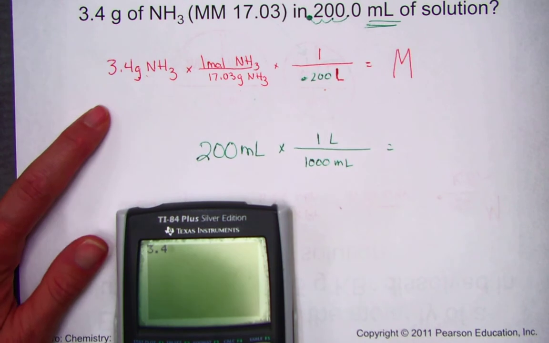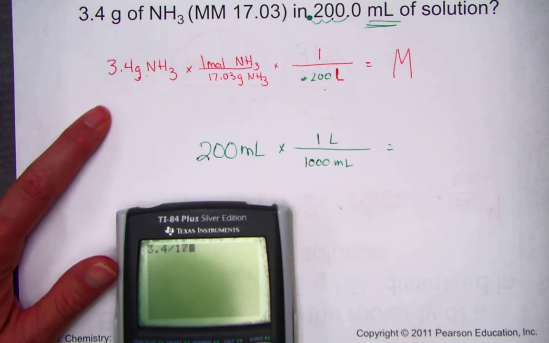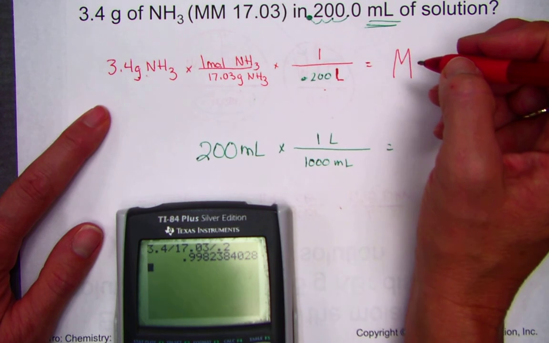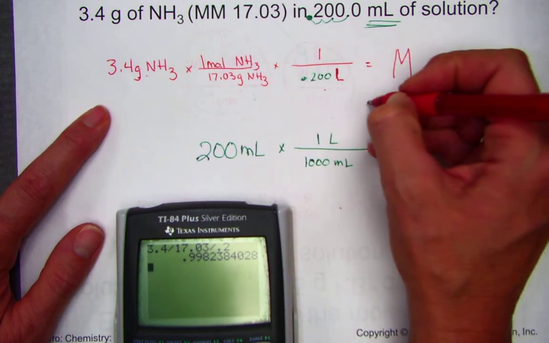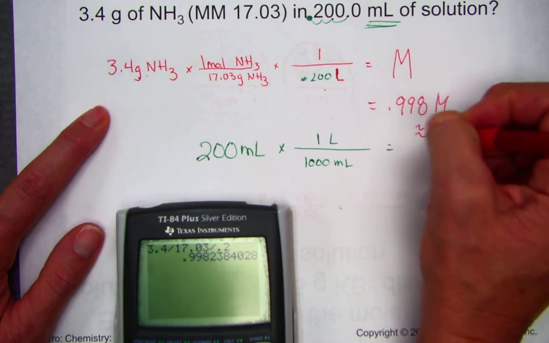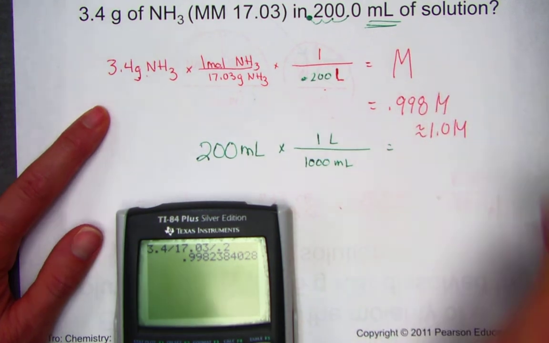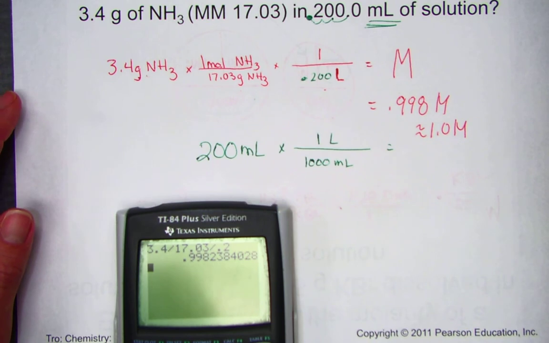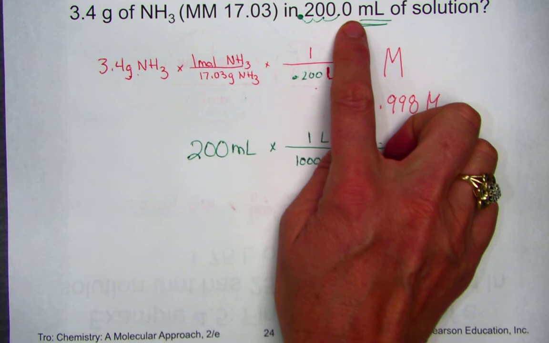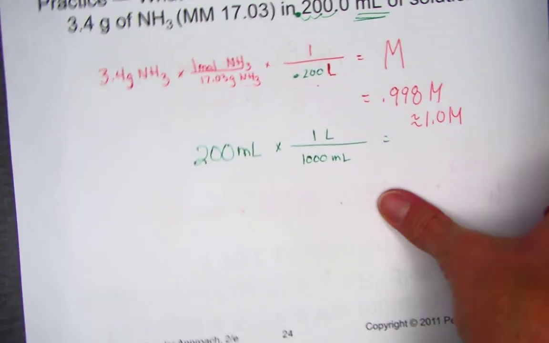Let's hit 3.4 divided by our molar mass of 17.03. Divide again by 0.2 liter units. This concentration, 0.998. Pretty darn close to saying 1.0 molar units. Trick here, be sure that if it gives you a milliliter, you turn it into a liter unit before proceeding to solve your problem.